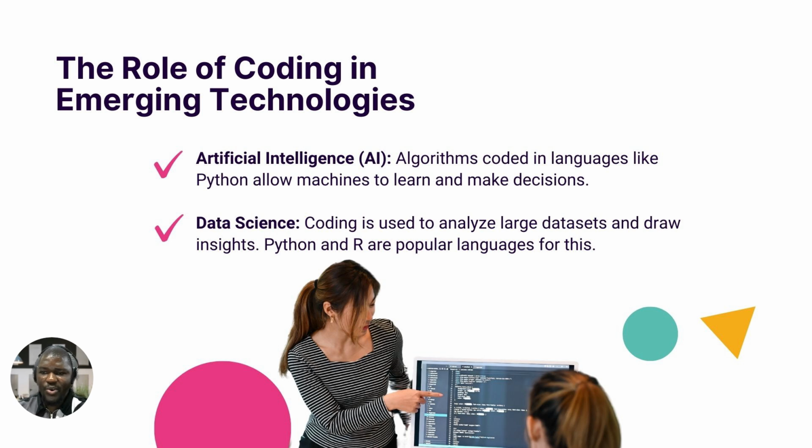So the role of coding in emerging technologies. Artificial intelligence, AI: algorithms coded in languages like Python allow machines to learn and also make decisions. Data science: coding is used to analyze large data sets and draw insights. Python and R are popular languages for this purpose.